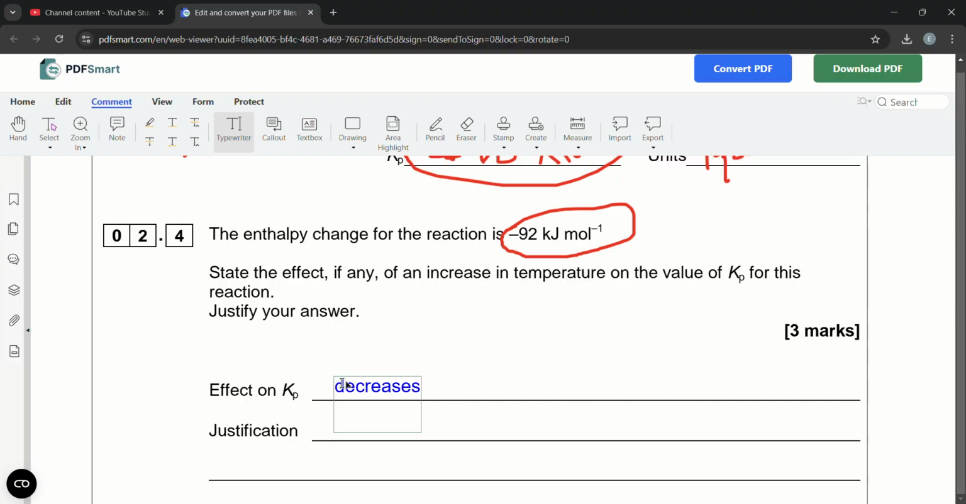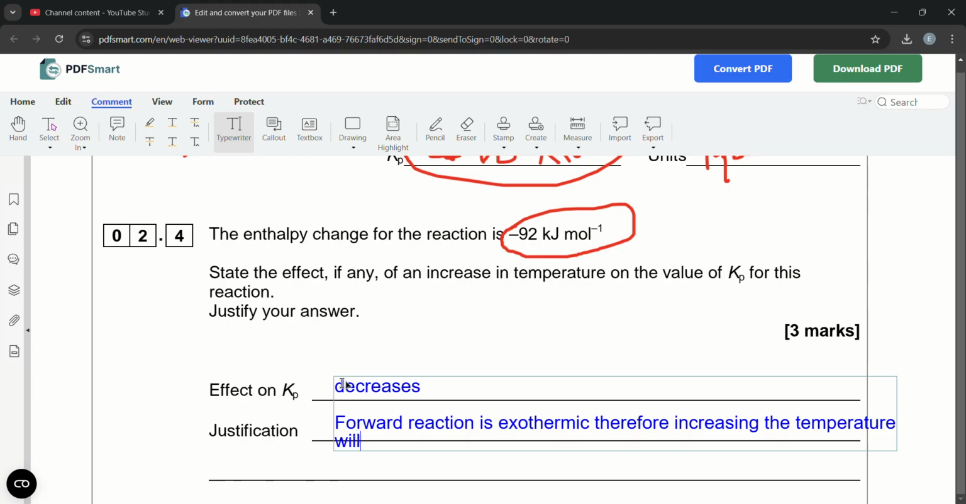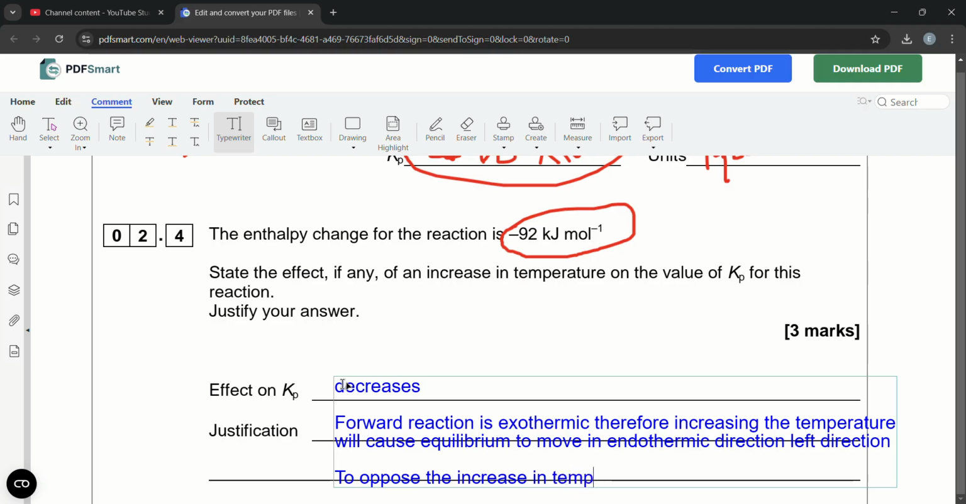Why does it decrease? Well, because forward reaction is exothermic. Therefore, increasing the temperature will cause equilibrium to move in endothermic direction. Okay, left direction. Why does it do this? To oppose the increase in temperature. Think about it.